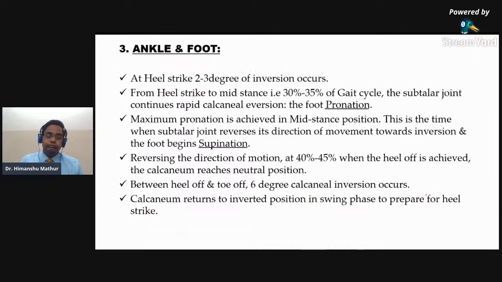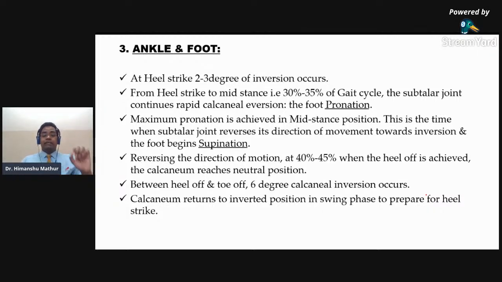All right. Coming on to the frontal plane analysis of the ankle joint, ankle and foot. So at the heel strike, there is almost 2 to 3 degrees of inversion. This also we have talked about in very detail when we were talking about the ankle and foot. If you have any problems, you can again refer to the ankle and foot video so that you can get a proper orientation or proper insight about this. Okay. Anyways, we'll be taking it again.